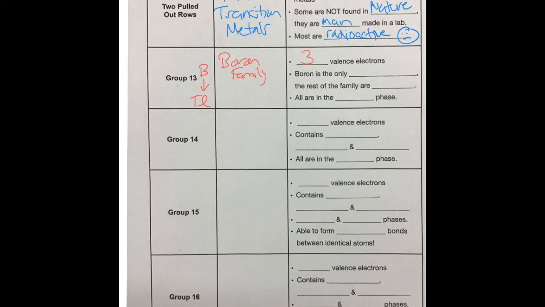Starting with group 13, we start to see some differences in the classifications. So in group 13, the boron family, each member has 3 valence electrons, but boron is the only semi-metal, and all of the other members are classified as metals. Each member of this family exists in the solid phase.